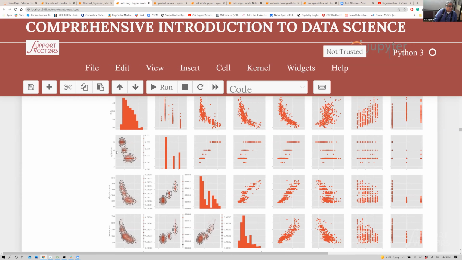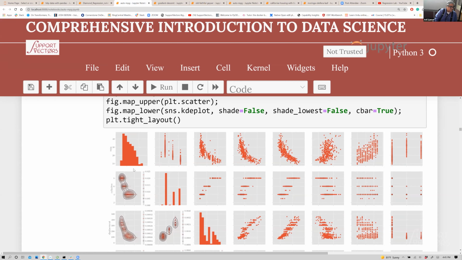So clearly, data is distributed around 6-cylinder, 4-cylinder, and 8-cylinder. You see these bands of data, right? And it is cylinder versus miles per gallon. And you can clearly see that the center of the 4 cylinders is more to the right than the center of the 6-cylinder, than the center of the 8-cylinder.